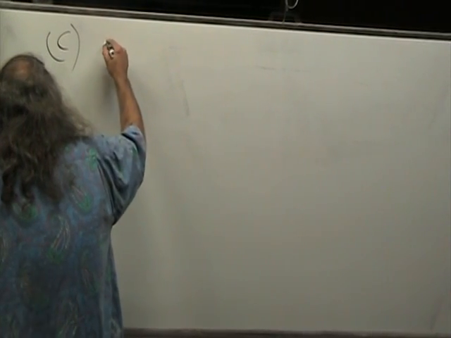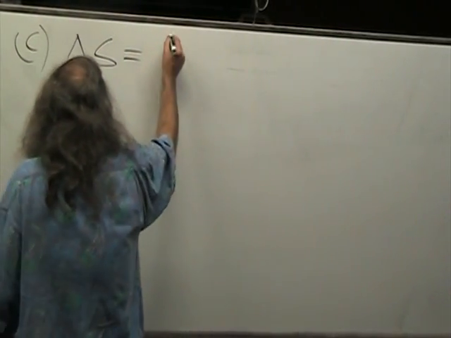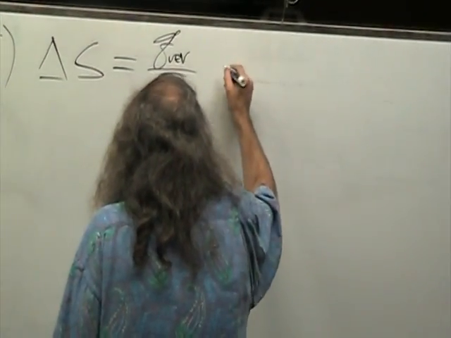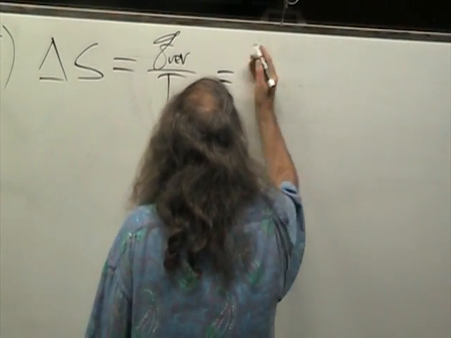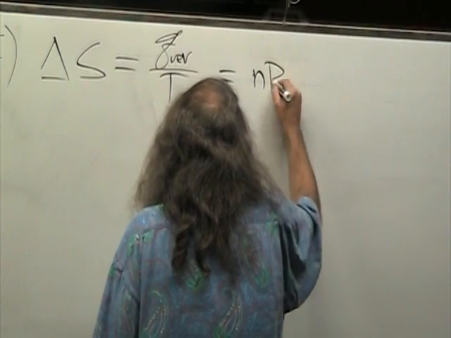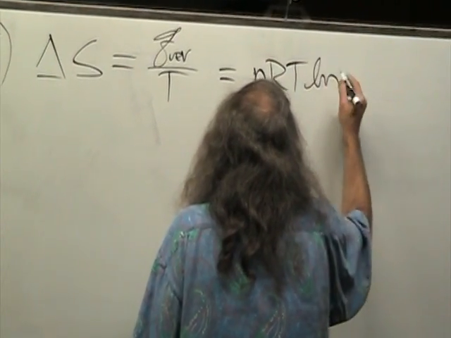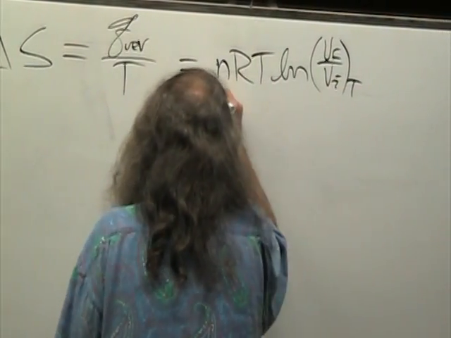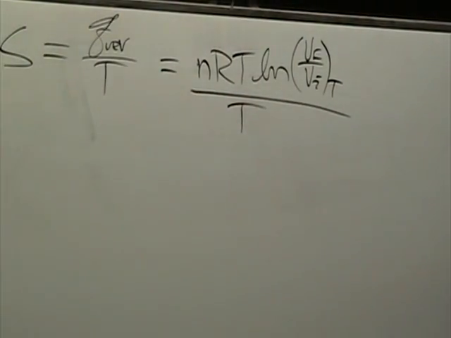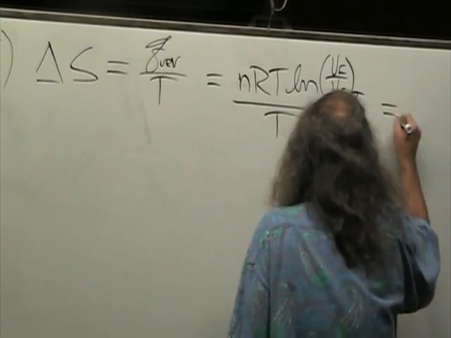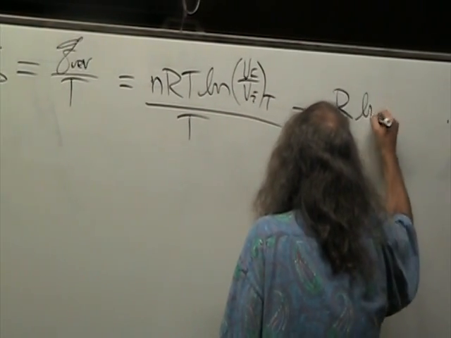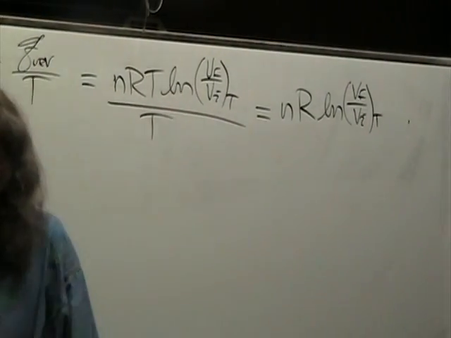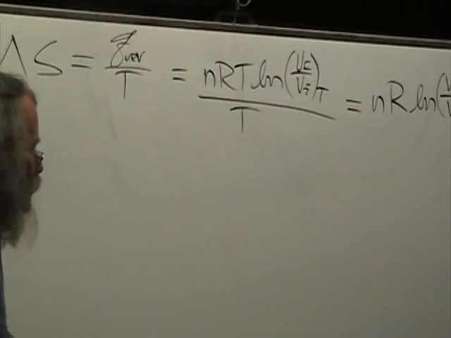And he found that delta S was equal to Q reversible over T, and that's going to be equal to N R T natural log of V final over V initial under isothermal conditions, divided by T. Okay, and that's equal to N R natural log of V final over V initial, constant temperature for an isothermal expansion, which is what we were talking about, a Boyle's law expansion.